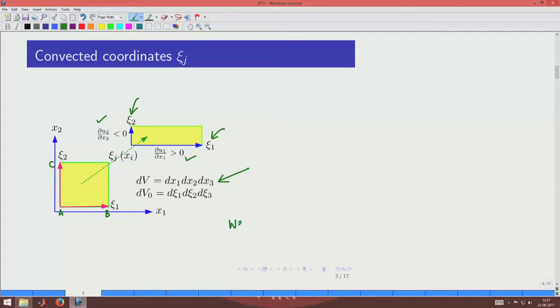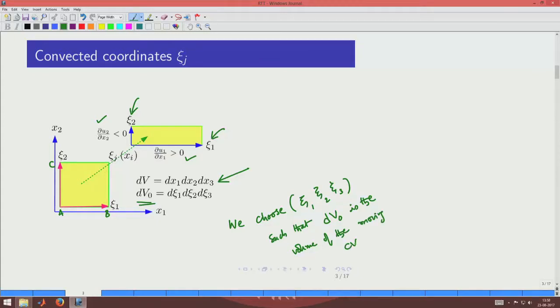Okay. So, I stress we choose the coordinate systems psi1, psi2, psi3 such that the volume of the element in the new coordinate system, the convected coordinate system, will be constant, and it will be the same as the initial volume. Okay. So, dV naught is the volume of the moving element, the moving CV.